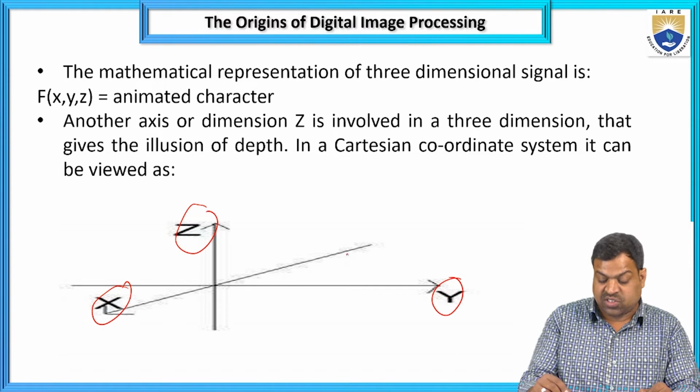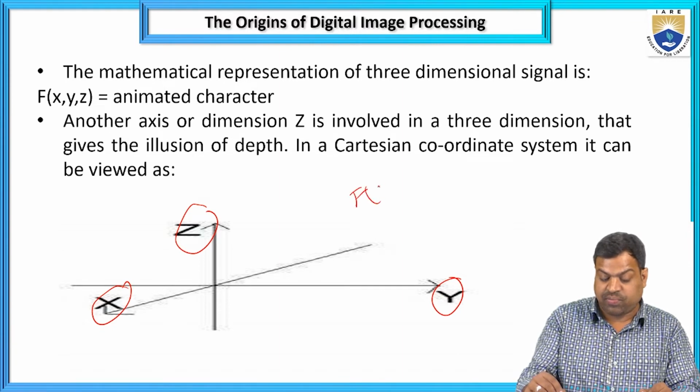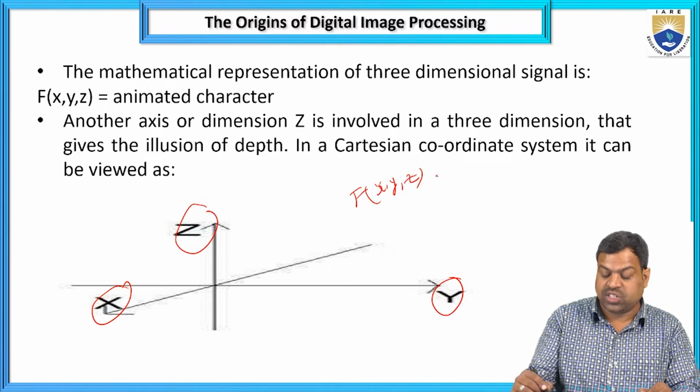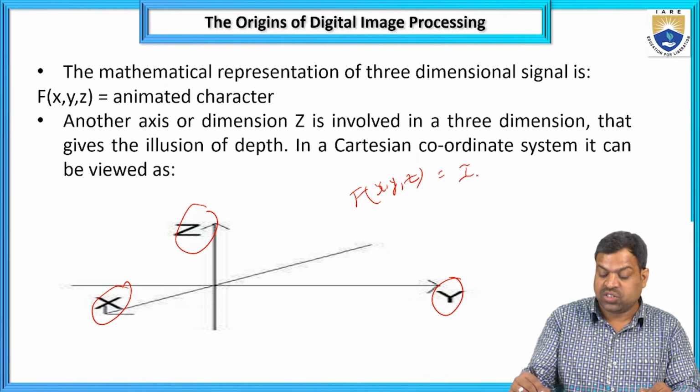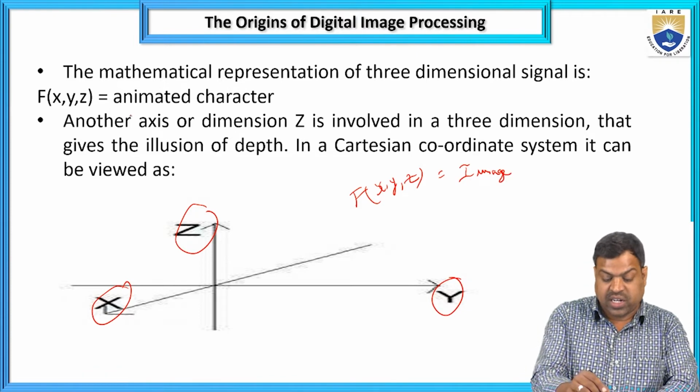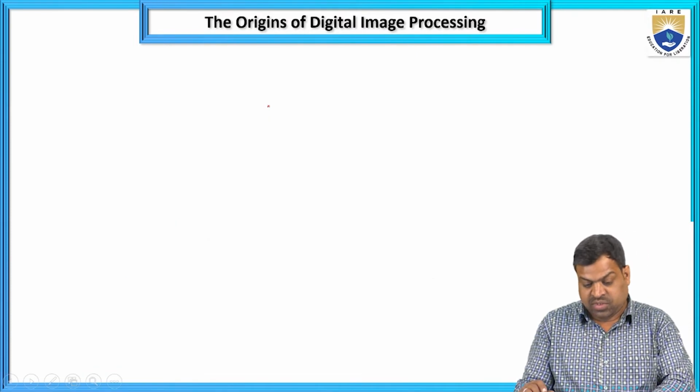So I am considering f of x comma y comma z is equal to image. So what is the image? It is an animated character.